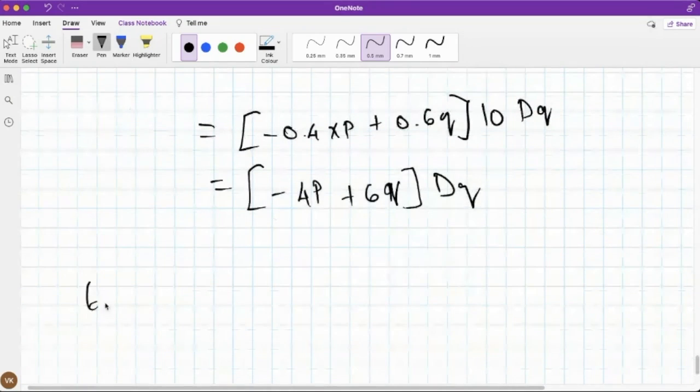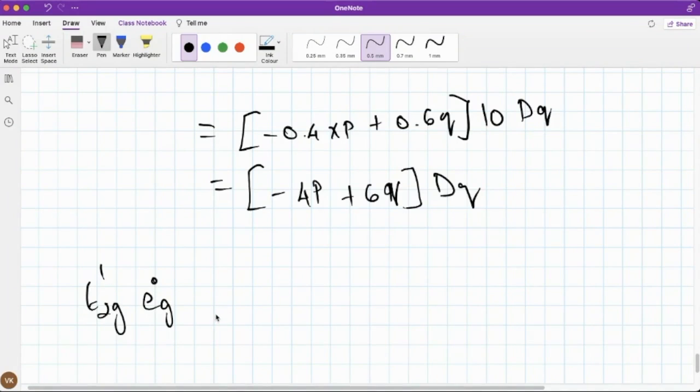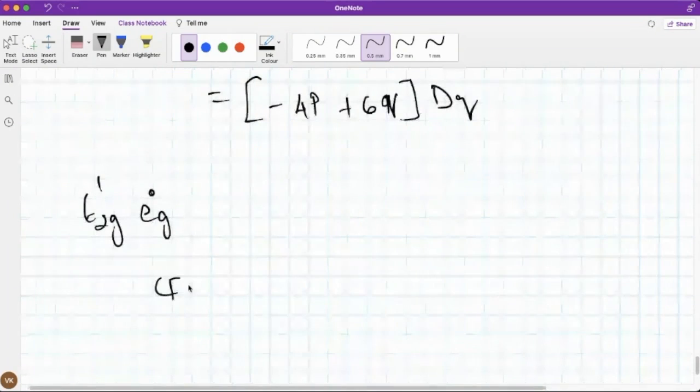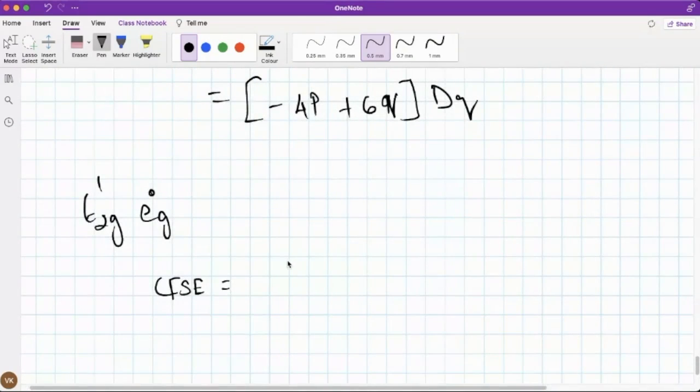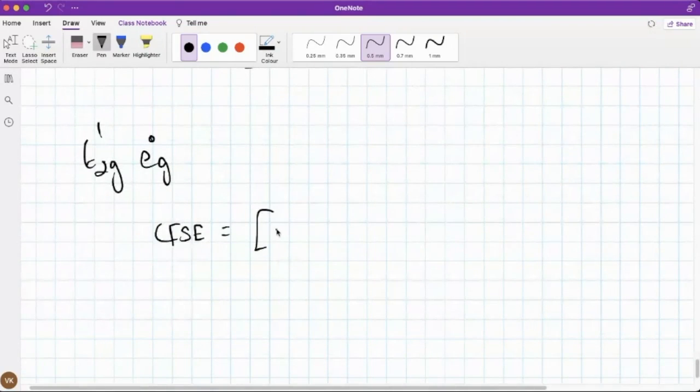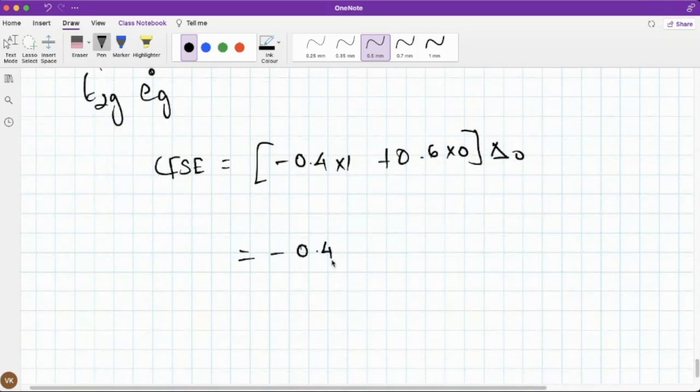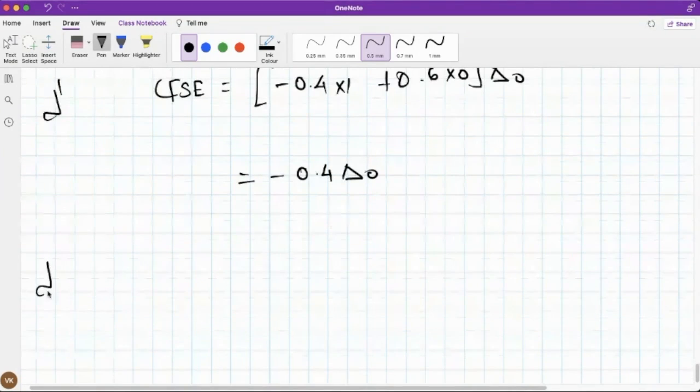Now let's go with the one here. Let's say T2g has 1 electron and Eg has 0. To calculate the CFSE, it is minus 0.4 into 1 plus 0.6 into 0, times delta naught. So the answer is minus 0.4 delta naught. This is for d1. For d2 you can calculate similarly, and for d3 it is multiplied by 3.